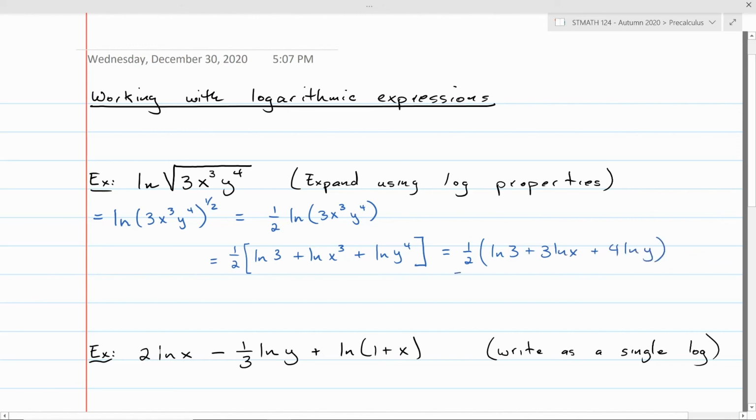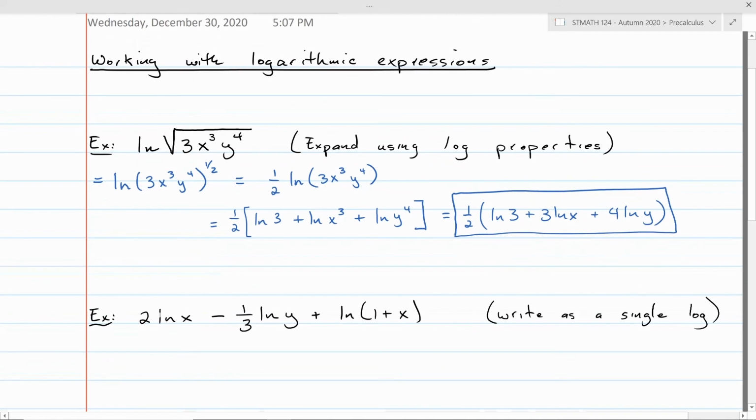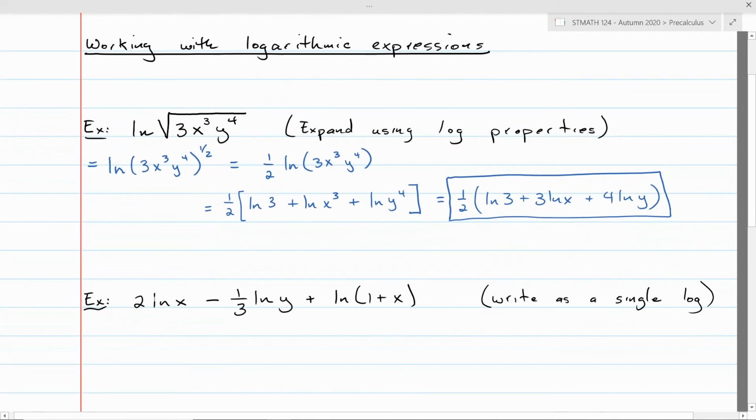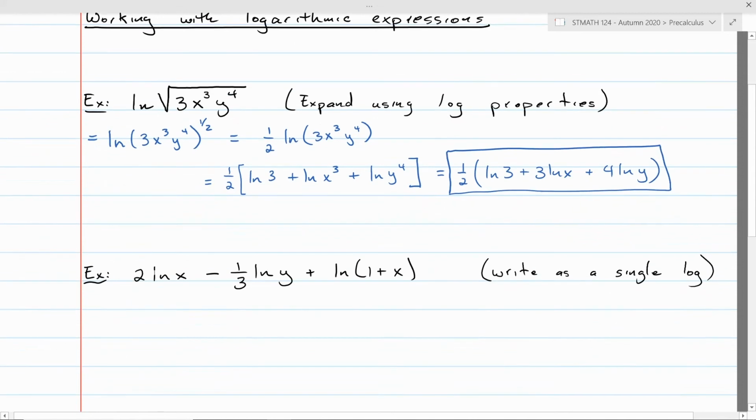So this is, in some ways, a much simpler form of the original expression, because the original expression involved radicals and exponents, whereas the final expression doesn't have any exponents to deal with. That's what logarithms are really good for. They demolish exponents, and exponents can be problematic sometimes for us.